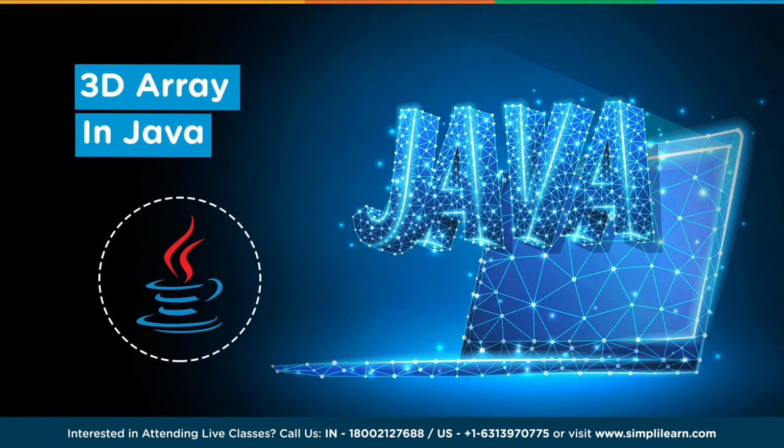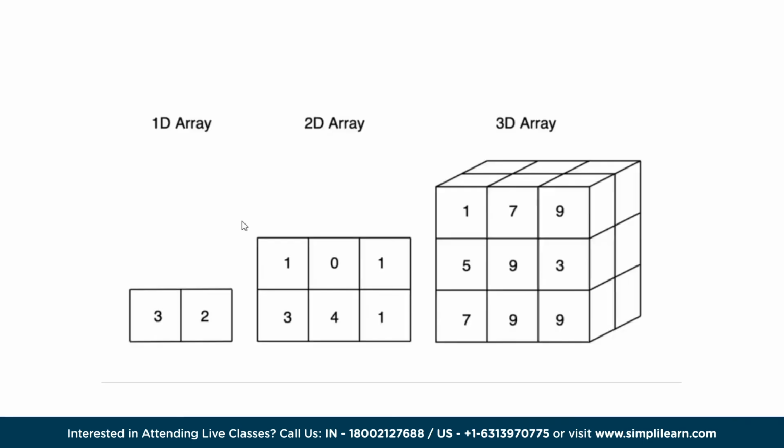Let's get started with how to create and use a three-dimensional array, or how to go about using multi-dimensional arrays in Java. As you can see from this image, we talked about the 1D array, which has just one axis. Then we talked about 2D arrays in the last session, where we had rows and columns, basically an x-axis and a y-axis. And then we can also have a 3D array, which will have three axes: an x-axis, a y-axis, and also a z-axis.